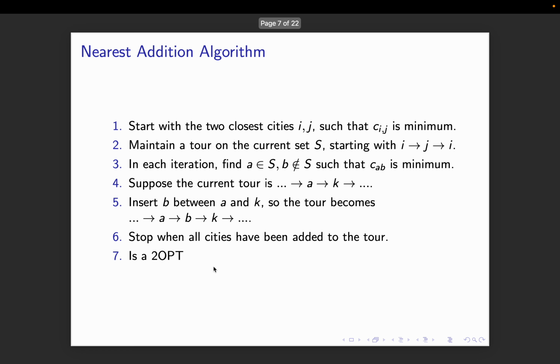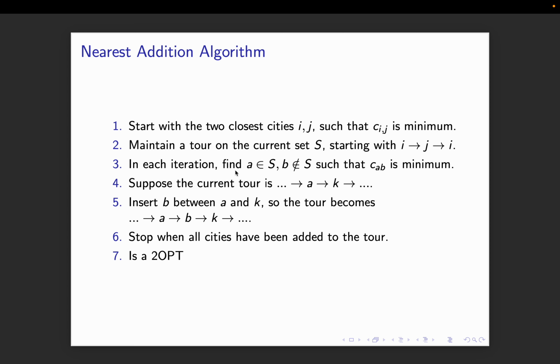So let's give an algorithm for this. Start with the two closest cities i and j such that Cij is minimum, the cost of going from i to j is minimum. And at every iteration we maintain a tour on the current set. So first of all, the set is {i, j}. The first tour on this set will be starting from i, going to j, and then going back to i. Basically saying that in my universe, let's say I only had these two vertices. So the traveling salesman problem is pretty easy. Start with one, go to the other, and come back to the first one.